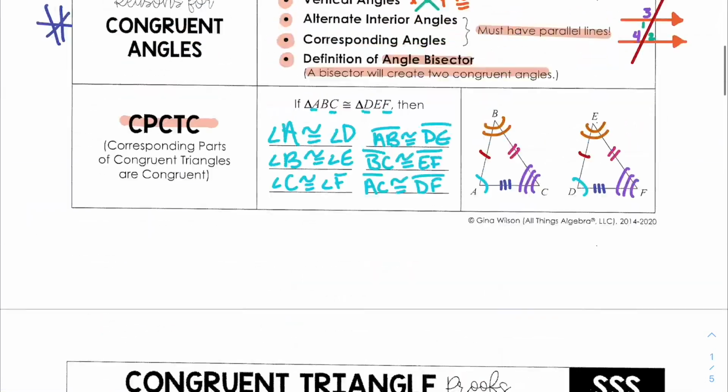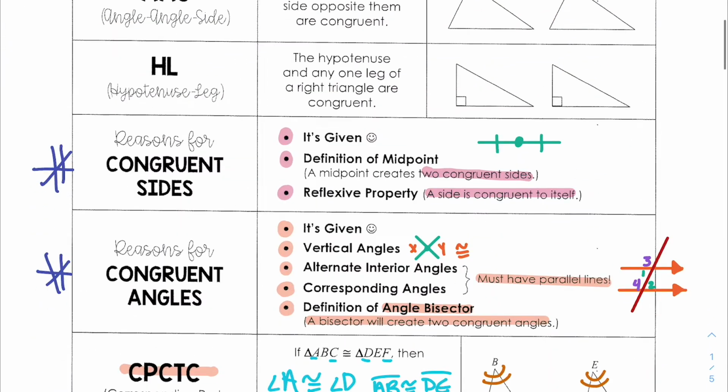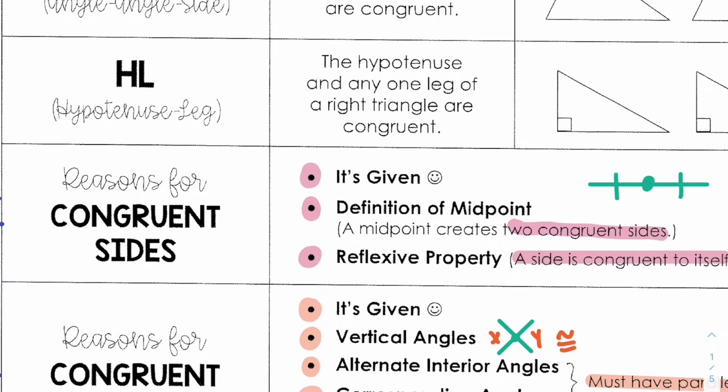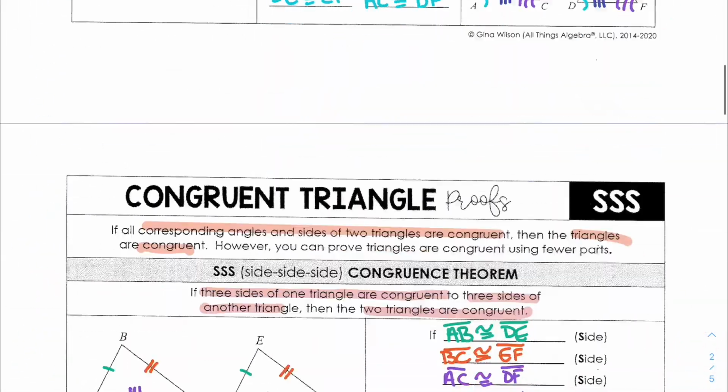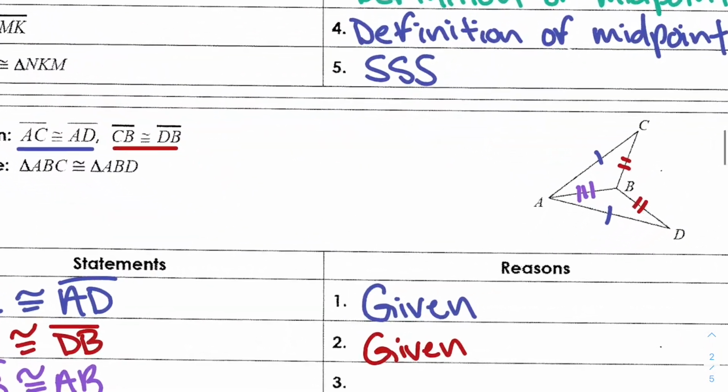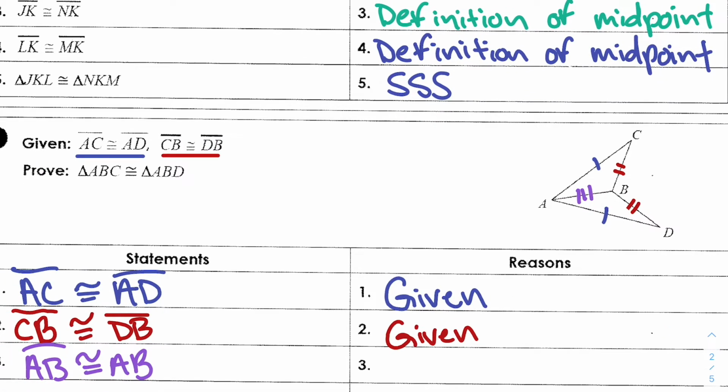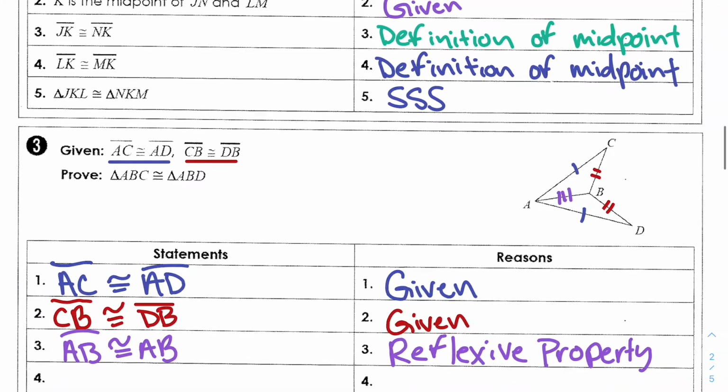And we go back to our reference sheet. So, reasons for congruent sides. They didn't tell us that those were congruent, okay? So it wasn't given. There was no definition of midpoint because there was no midpoint, and they didn't tell us there's a midpoint. So our only option left is reflexive property, where a side is congruent to itself. And that's what's happening here. AB is congruent to AB due to reflexive property, okay? And anytime they share the same side, you'll have reflexive property, okay?